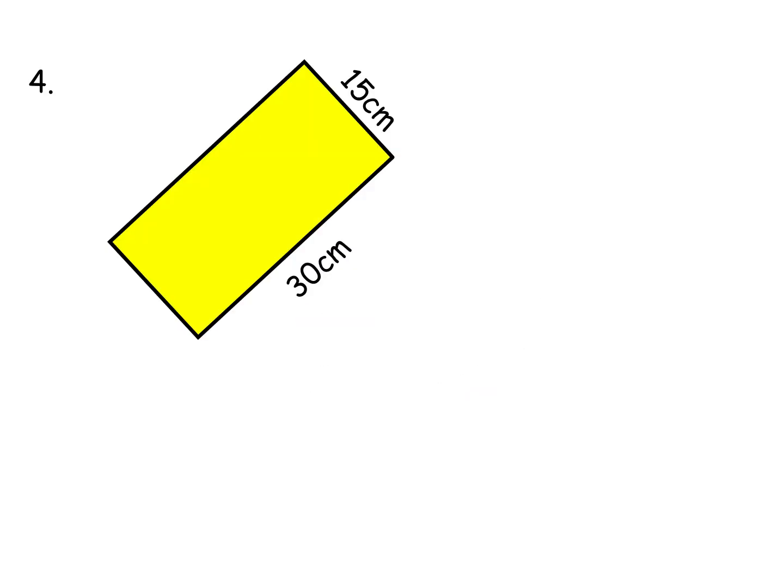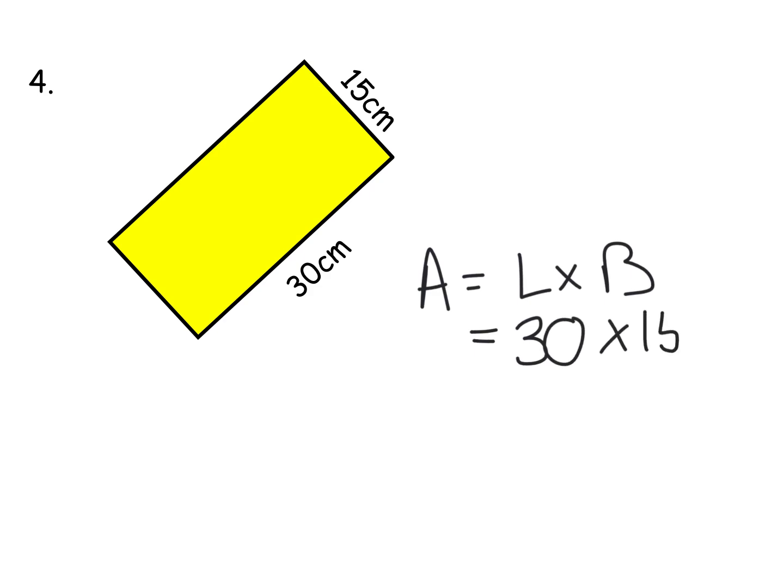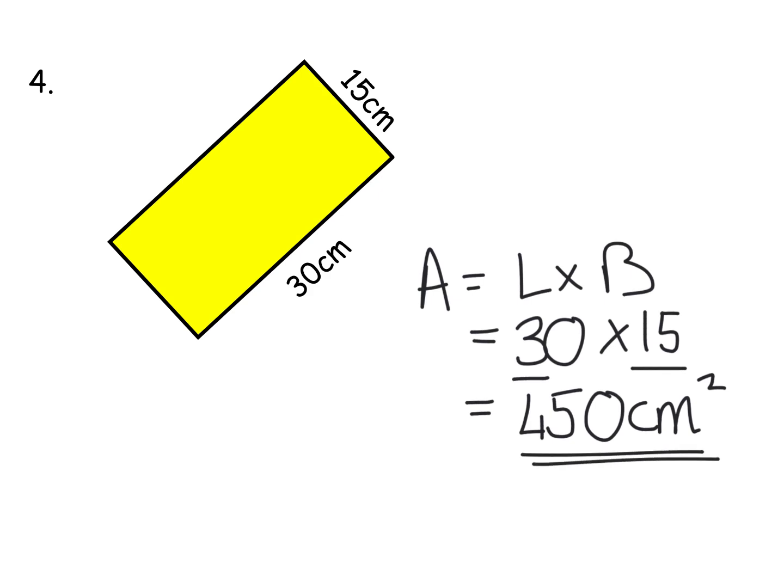And then one final example, same again, the rectangle's just drawn at a wee jaunty angle, don't be put off. Area equals length times breadth. This time we're going to do 30 times 15. And we're going to do the old ignore the 0 for a second trick. We're going to do 3 times 15 is 45, and then we're going to add on a 0. I always do my 15 times table by thinking of my clock, 15, 30, 45, 60 and so on. So that one would be 450 square centimetres.